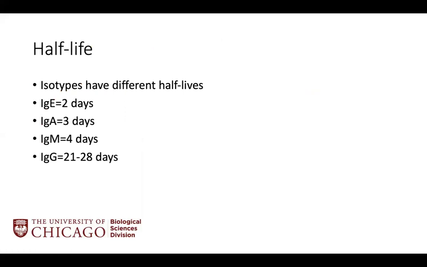Okay, so each of these isotypes have different half-lives. So there's IgG, which has a very short half-life at 2 days. IgA, also very short, 3 days. IgM, just 4 days. But the one that is different and important to remember is IgG. So this is 3 to 4 weeks. And the reason this is important to remember in my mind is because clinically we always dose medications once every half-life. And we know medications wash out every 5 to 6 half-lives.